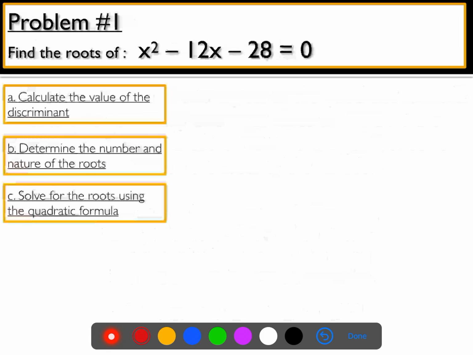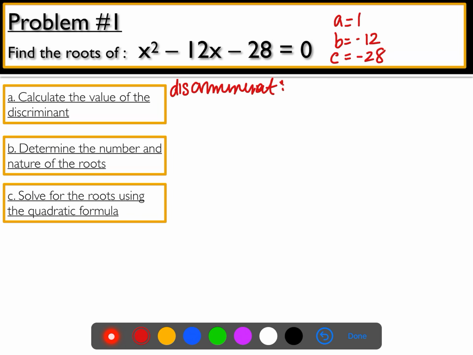we're going to make sure that our function is first set equal to 0. We're going to do the discriminant first and classify the roots so that we can then check the answer that we get after we've solved the quadratic formula. Okay, so we're going to do the discriminant first. Okay, so A is 1, B is negative 12, and C is negative 28.